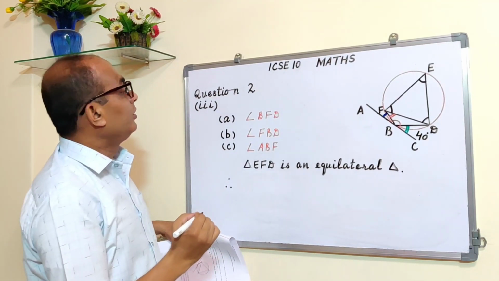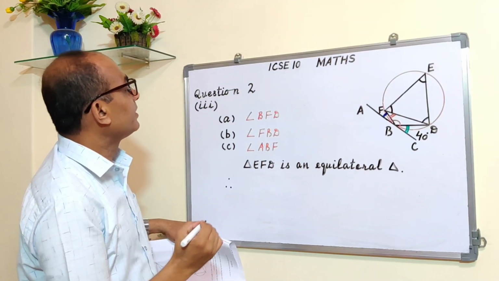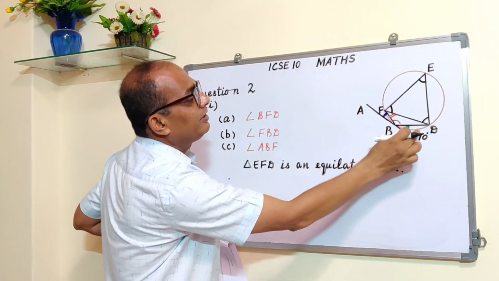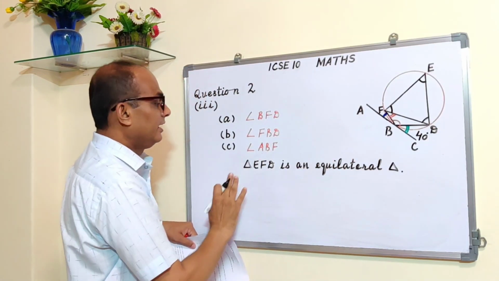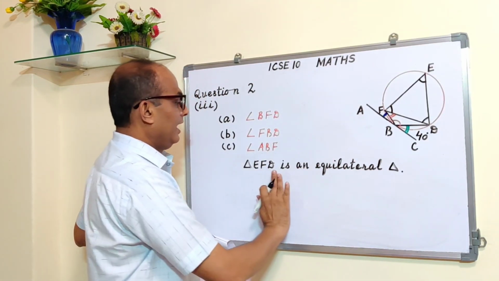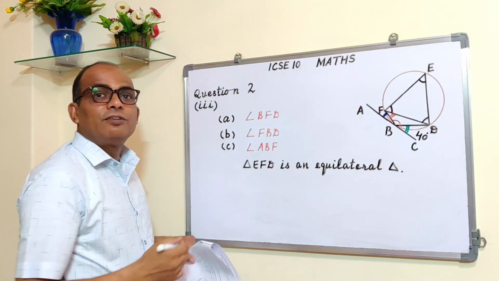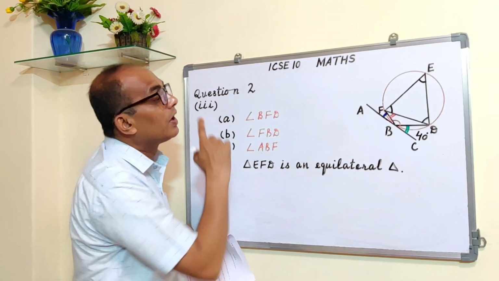Or if you want to go in order, first you want BFD, then let's find BFD. Okay, fine. BFD and this alternate segment theorem. Let it be. This is given. Angle EFD is an equilateral triangle. This is given. Let's start with this first sub question.